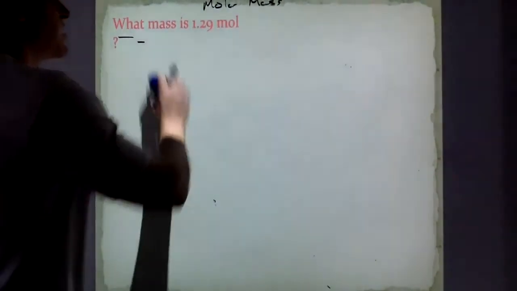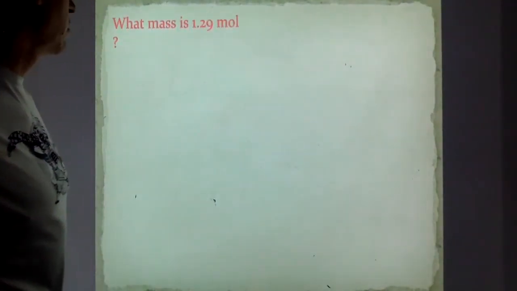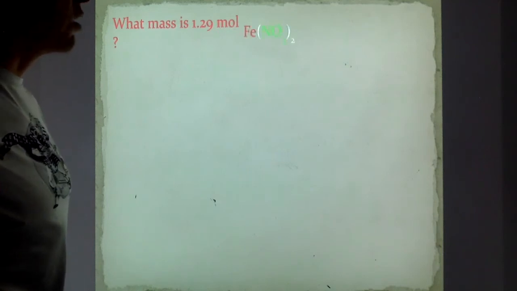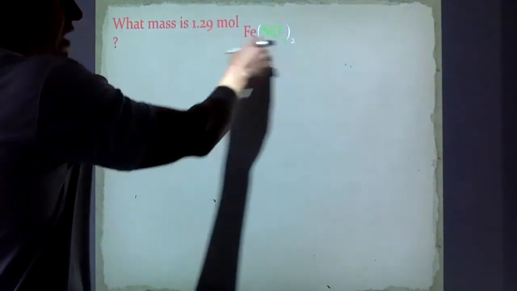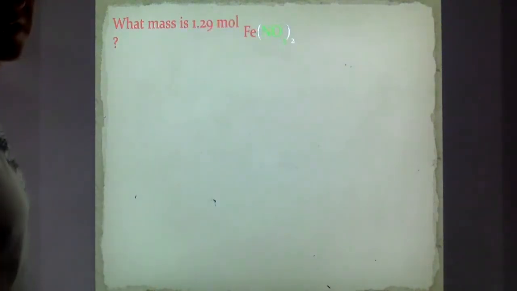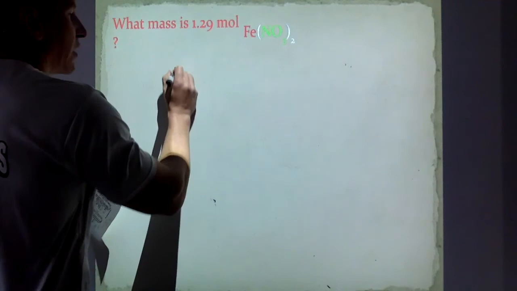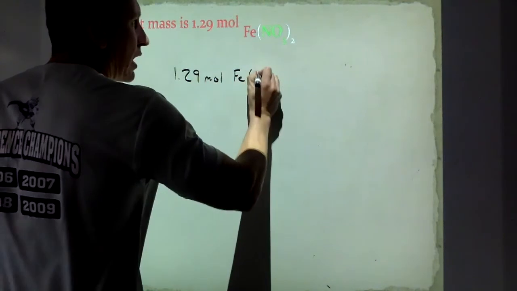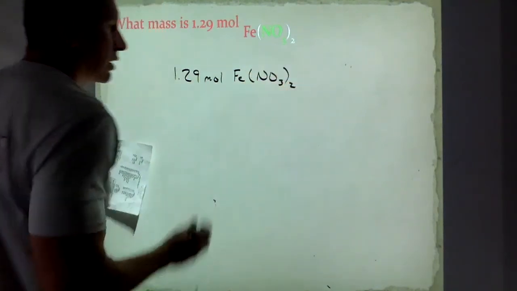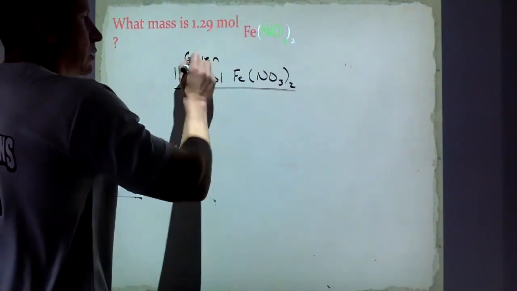Okay. So last mole problem, and then we'll call it a day. So what mass is 1.29 moles of Fe(NO3)2? Okay, so before we did moles for a single element, now we have a compound. The process doesn't change, we just have to figure out molar masses too. So first thing you do is write what you know. I know that I have 1.29 moles of Fe(NO3)2. Okay, that was given.